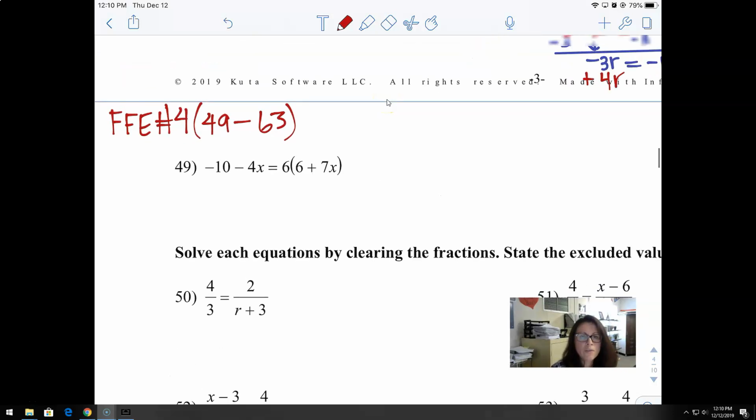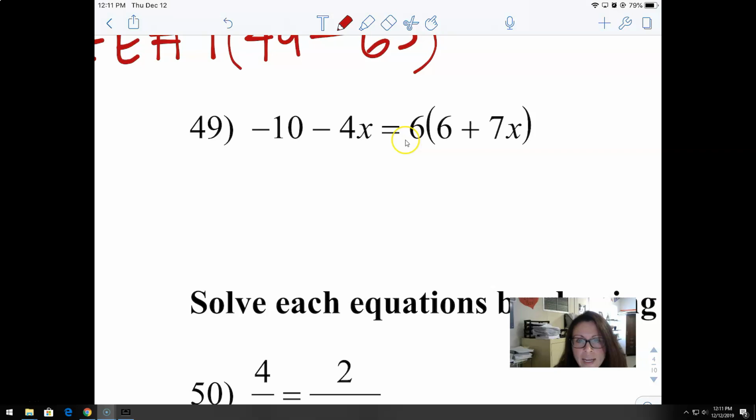All right, so you also don't forget to finish up 49. You're going to have to distribute and then solve.